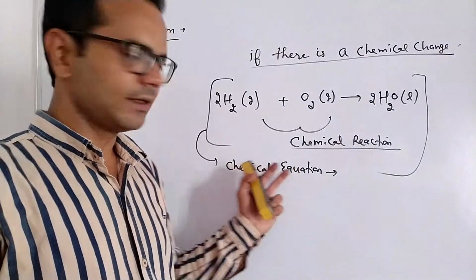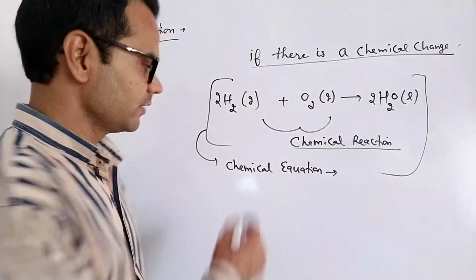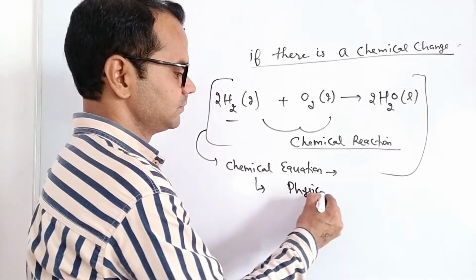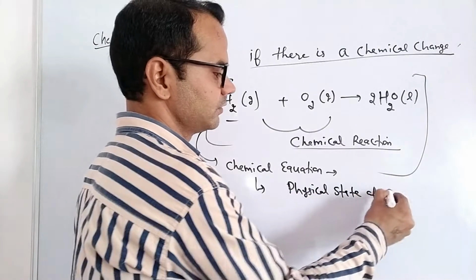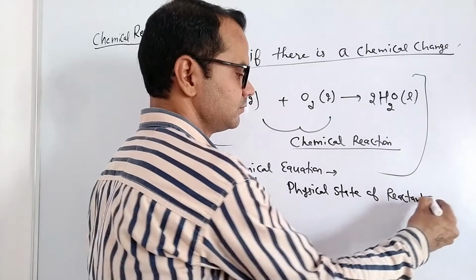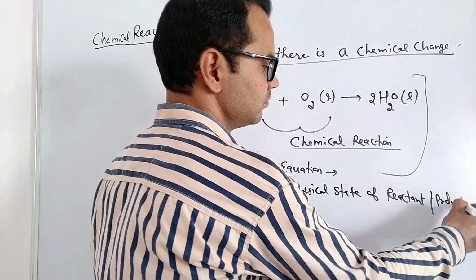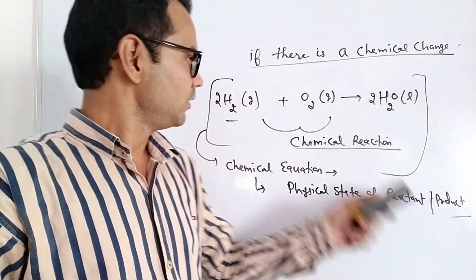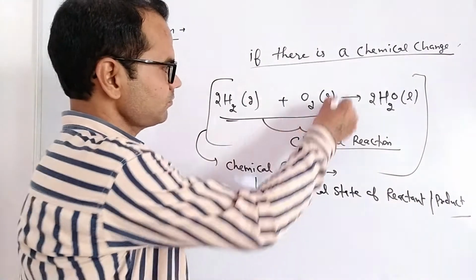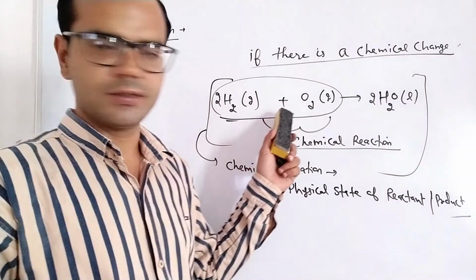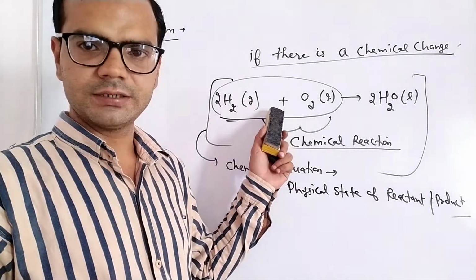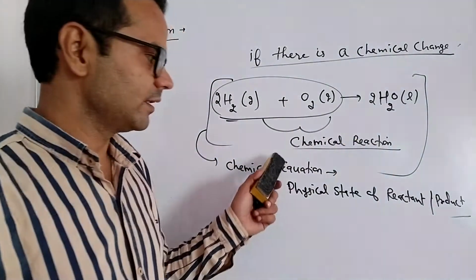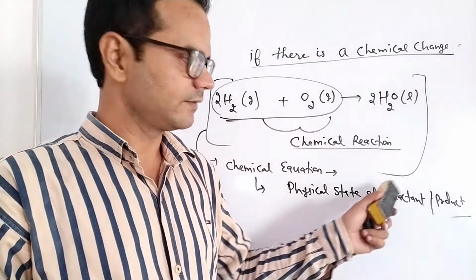Now, what does a chemical equation convey to us? First, the physical state of reactant and product. The species which participate in reactions are called reactants, and after the reaction, the substance formed is called a product. So by a chemical equation, we can know the physical state of reactant as well as product.